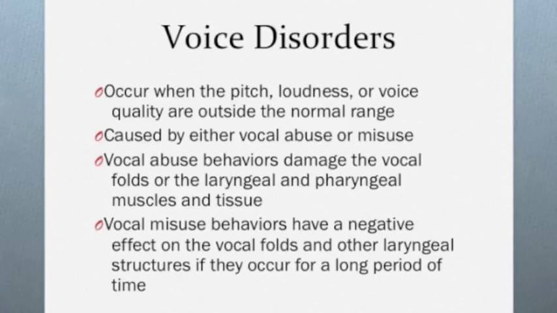They can be caused by either vocal abuse or misuse. Vocal abuse behaviors damage the vocal folds or their laryngeal and pharyngeal muscles and tissues. Some examples of such behaviors include screaming or yelling. Vocal misuse behaviors have a negative effect on the vocal folds and other laryngeal structures if they occur for a long period of time. Examples of such behaviors include cheering or singing outside of one's range.